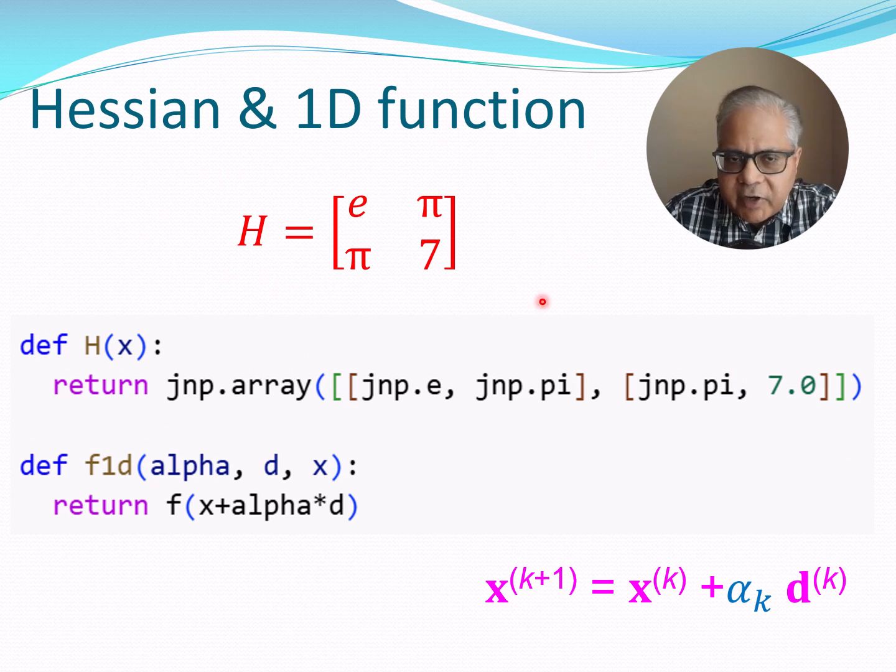Now the H matrix is given by e pi pi 7. Again, I code it in here. I'm not going to use the H matrix anywhere, but I'm going to print it out so that I can compare it with the B matrix predicted by the BFGS method at the end of the program. I'm also going to require a simple function for the one-dimensional search, and this function returns the value of f at xk plus 1, that is f at x plus alpha into d.